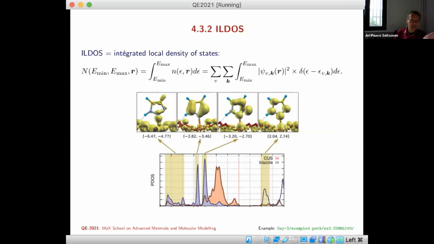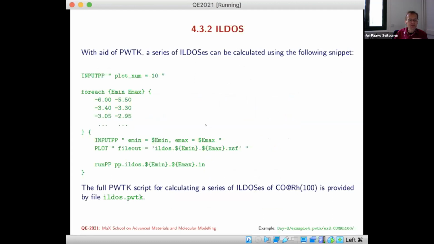This is then a different quantity. This is kind of an energy-resolved change in the electron density. This is not the difference, but you could calculate also the difference in this way. So we take an energy range and we calculate all the orbitals that contribute to the density in that energy range, because we have all the eigenvalues and all the K points. So this is another example that you will be calculating.